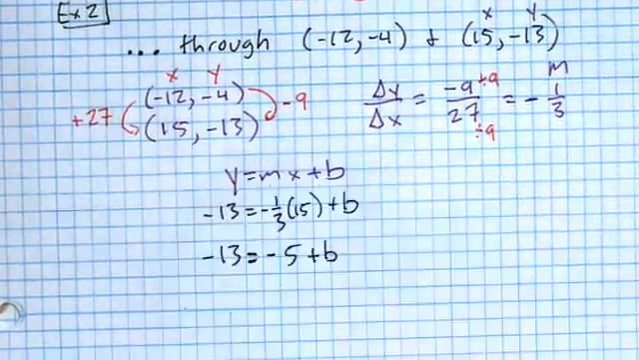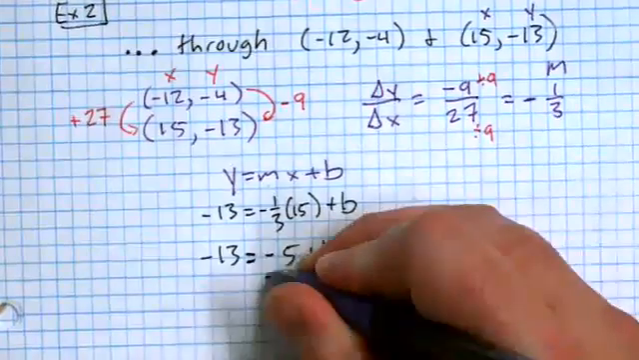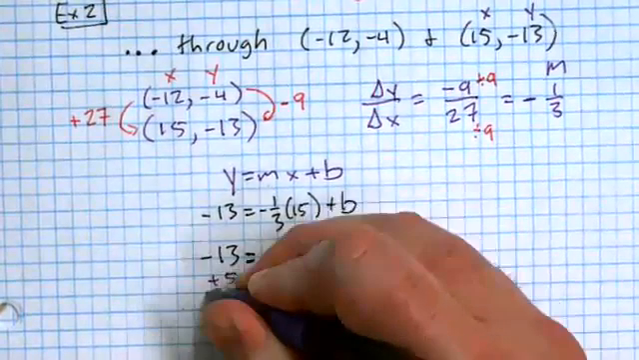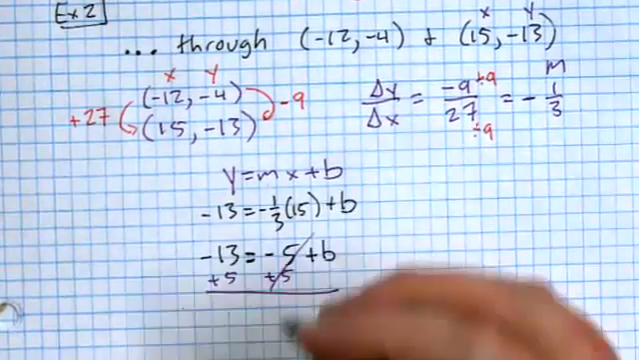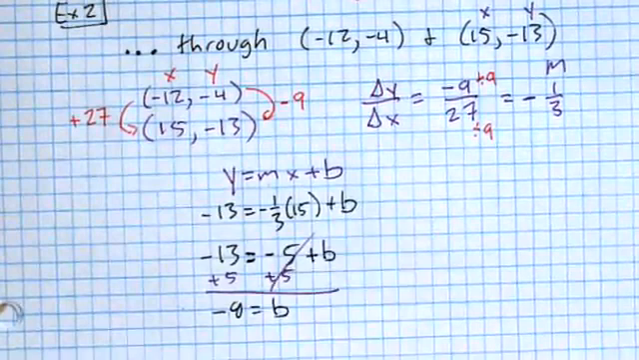We are so close, folks. So close. How are we going to get that B by itself? Plus 5 both sides. Negative 13 plus 5 is negative 8. And boom, we got B. B is negative 8. It's just time to put it all together.